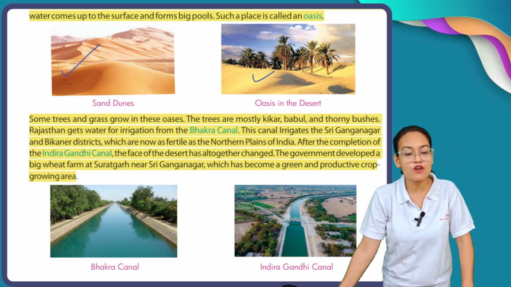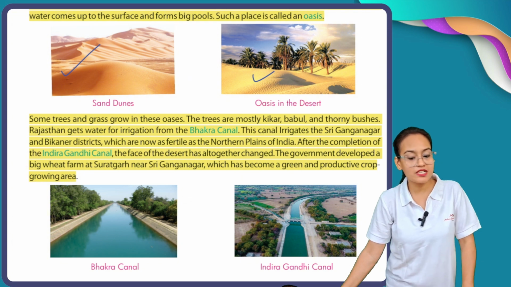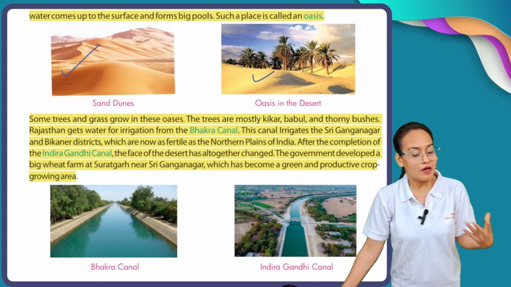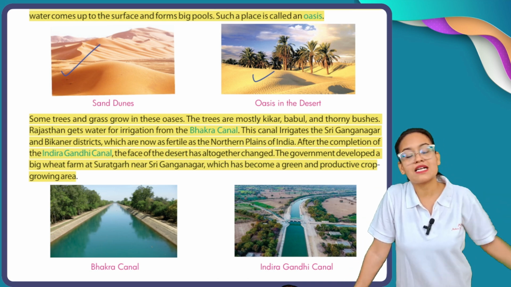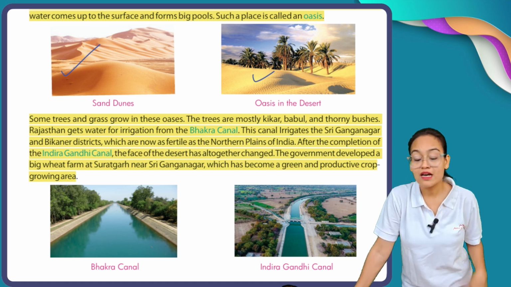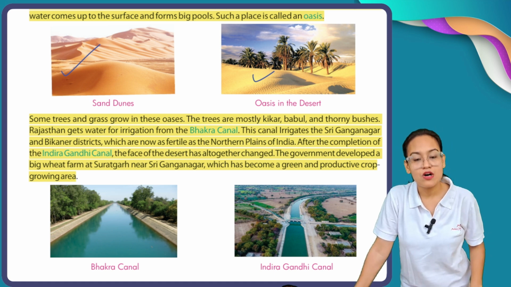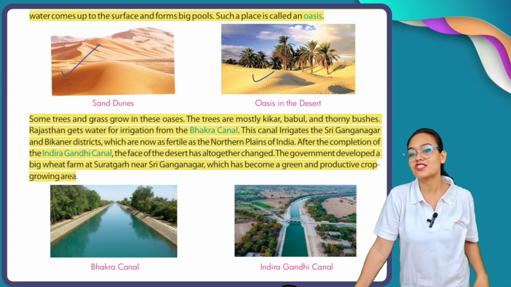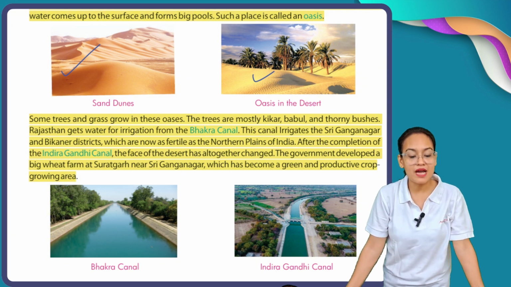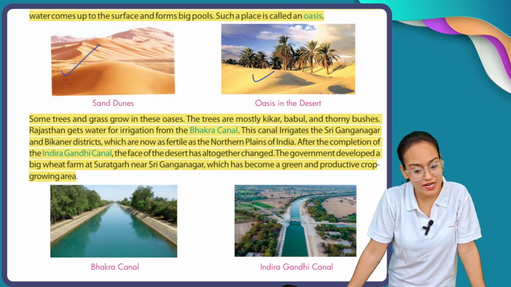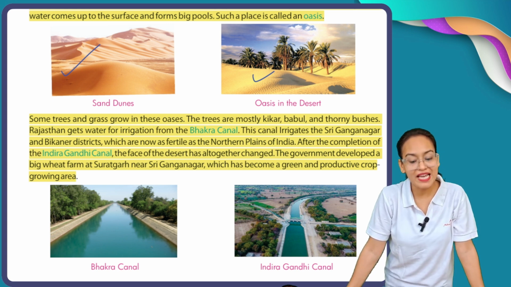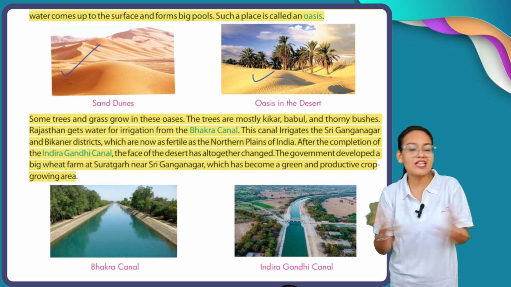After the completion of the Indira Gandhi Canal, the face of the desert has altogether changed. Earlier Rajasthan took water from the Bhakra Canal for irrigation, but when the Indira Gandhi Canal was constructed, the whole face of Rajasthan completely changed. The government developed a big wheat farm at Suratgarh near Sri Ganganagar, which has become a green and productive crop growing area. But in what way is the face of the desert changed?